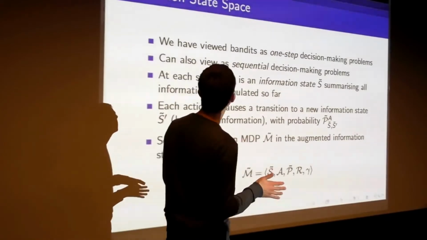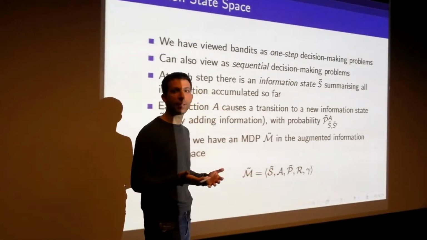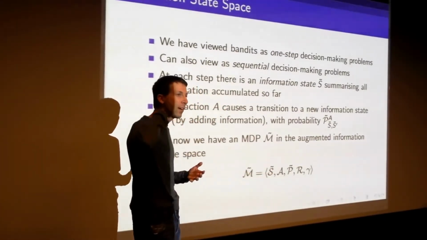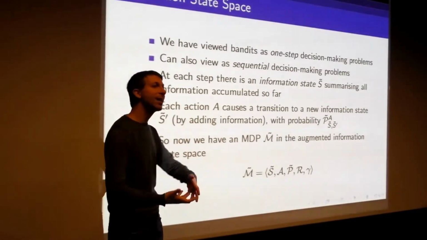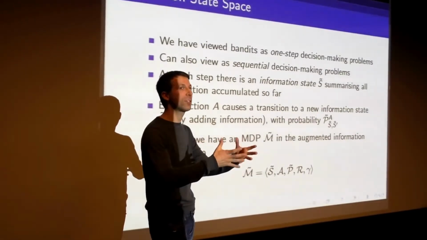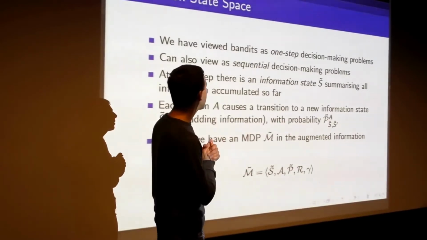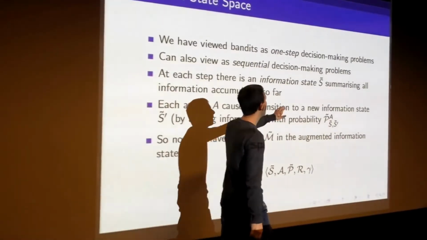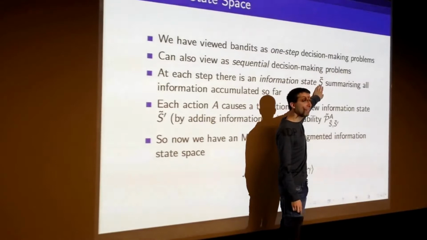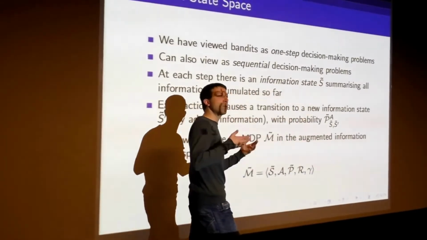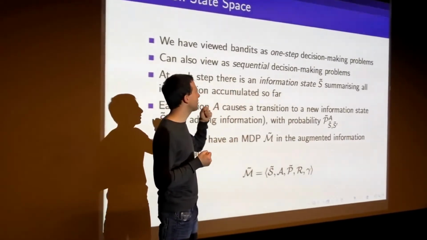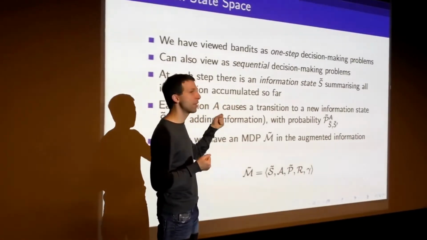The way we can do this is to think of an information state space. We're going to transform our bandit problem back into an MDP, into a sequential decision-making problem. The way we're going to do this is we're going to think about an information state, this S tilde here. That's what we know so far. It's a summary of all the information we've accumulated so far.